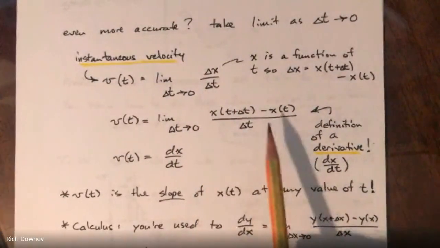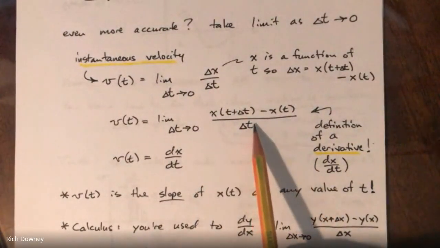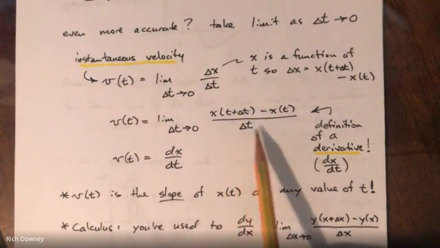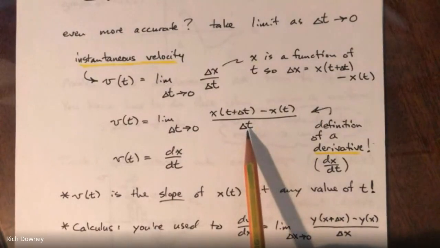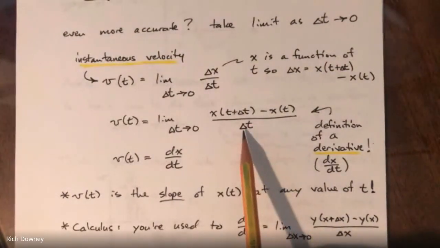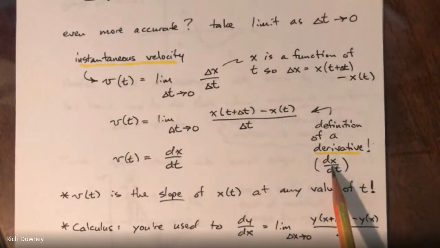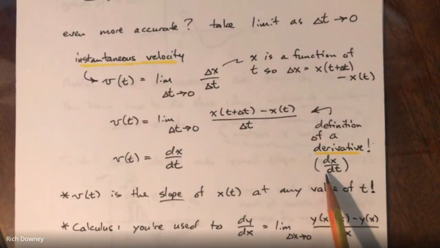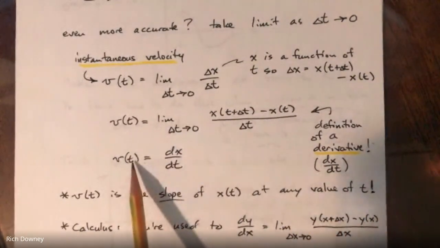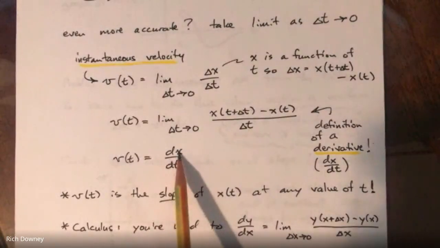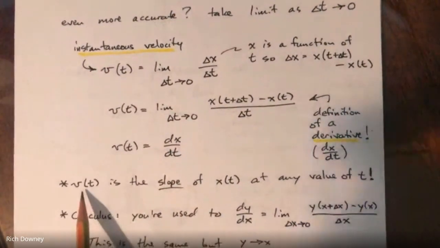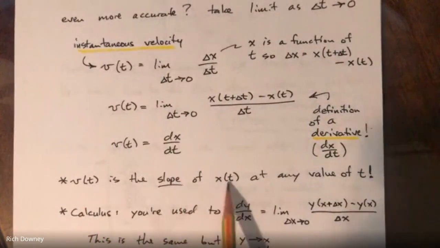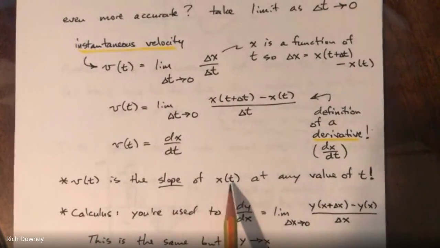Well, if you were paying attention in the first part of calculus, you would have seen this kind of thing here. And this is exactly the definition of a derivative in calculus. So this is what we would call dx/dt. So the velocity at any instant in time is the derivative of the position. It's dx/dt. Another way to put that is that the velocity is the slope of the graph of x of t.